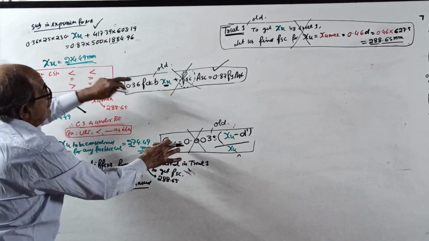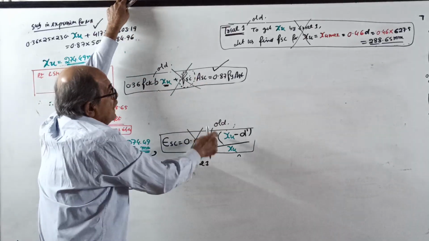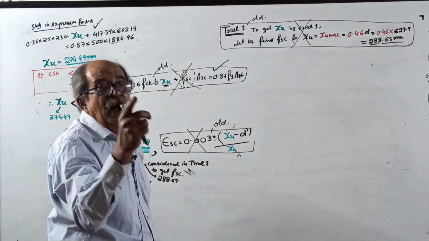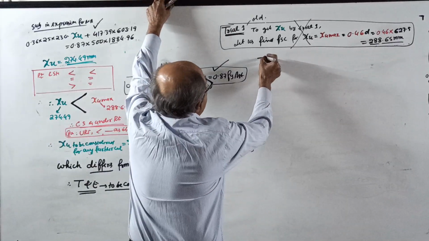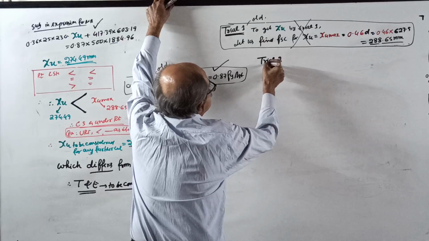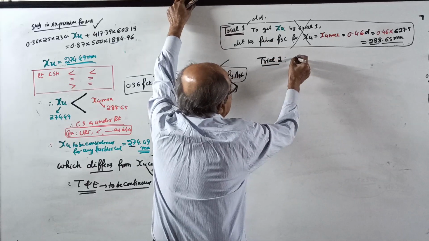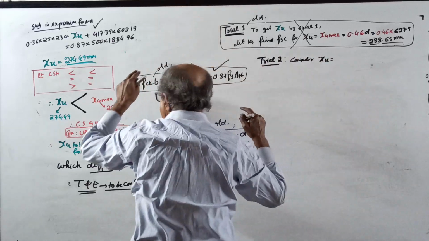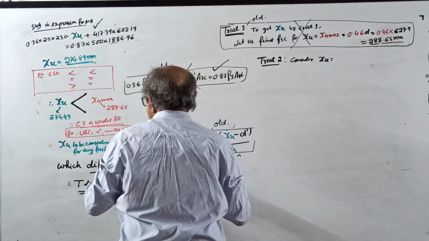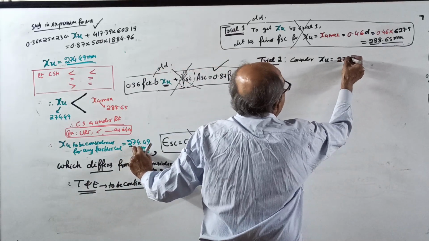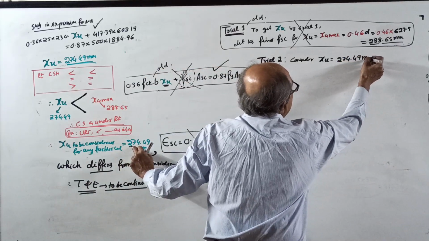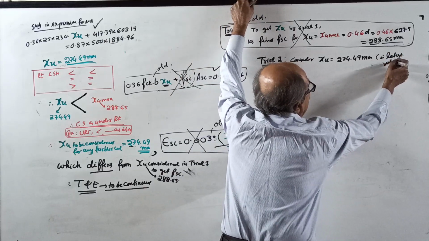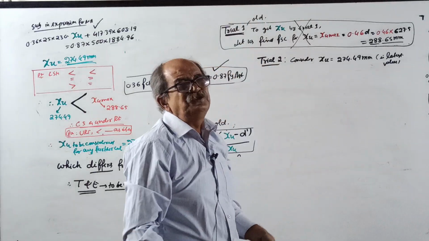Okay, these are not removed because the cut means old one. It is there to show you what you had done earlier. Start. Now, trial 2. Consider Xu equal to how much? Trial 1 you took 288, now it is changed to 274.49, that is the latest value. Remember, trial and error means always, when you continue, use the latest value.